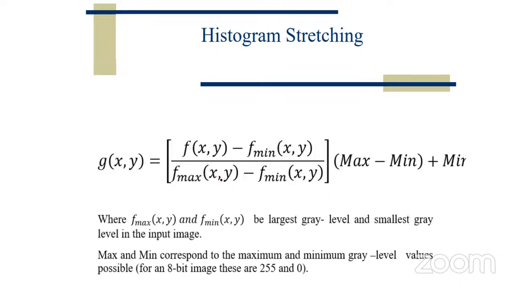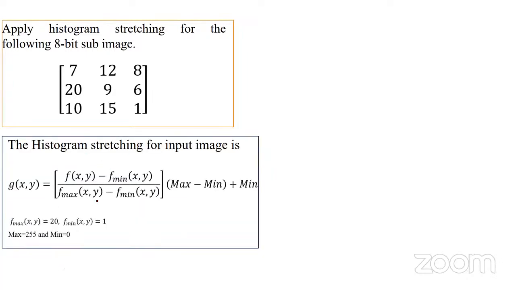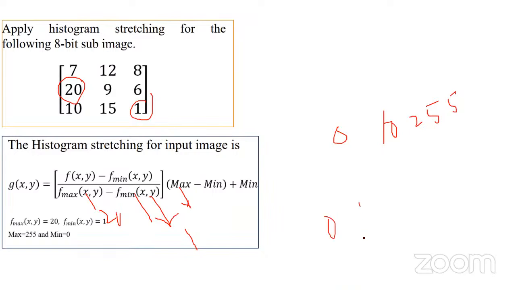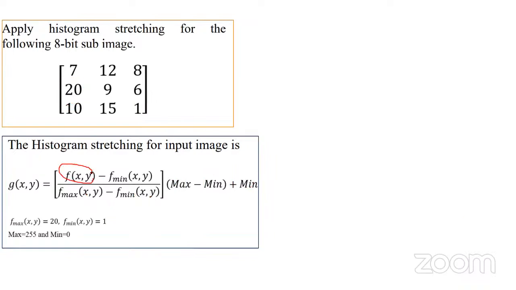Here also we have a very simple formula, like what we applied for histogram sliding. Here you can see a histogram of the input image I'm taking. Now I have to apply contrast stretching to this input image. We just apply this formula. What is the maximum value here? 20. Sorry, this max is 20. What is the minimum value here? 1. So this minimum is 1, and the max is 255 because it's an 8-bit image. What is an 8-bit image? 0 to 255, that is 0 to 2 to the power 8 minus 1. That's why the maximum is 255, the minimum is 0, plus minimum 0, so it won't show any effect. So these are the values. The only thing is that the f(x,y) value will change according to each pixel value.